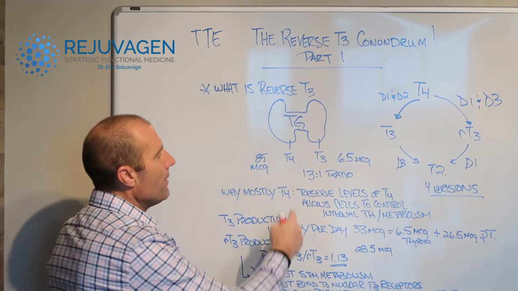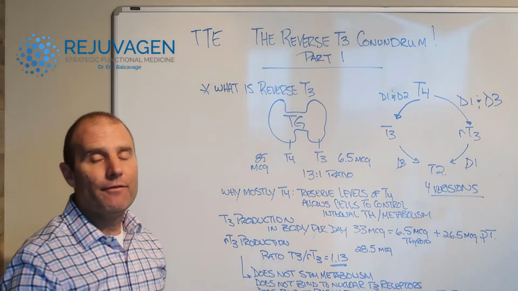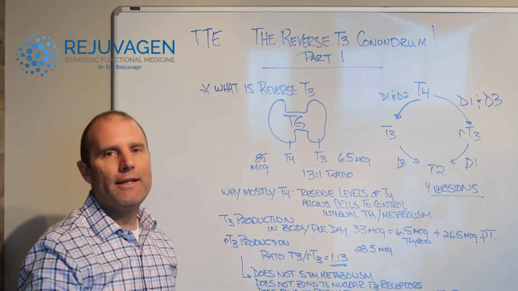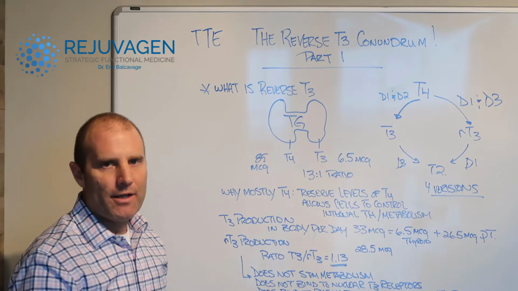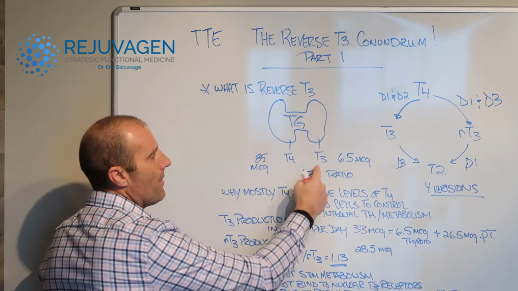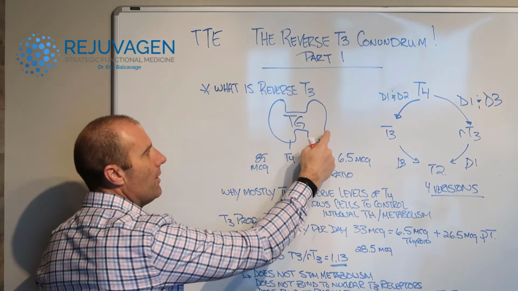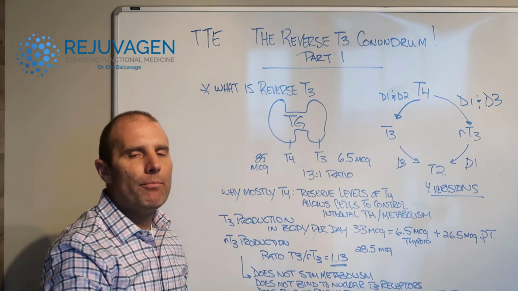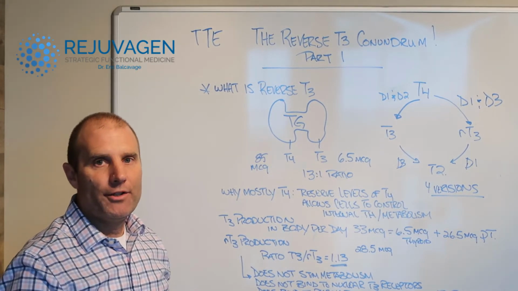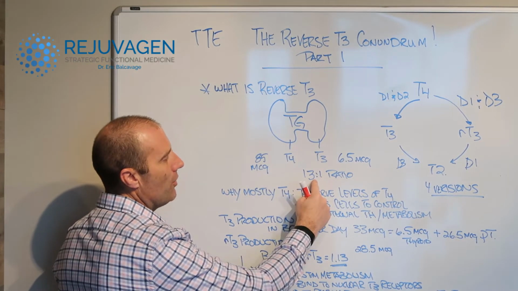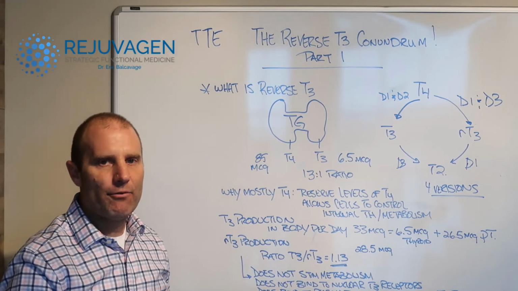The thyroid gland produces about 85 micrograms per day of T4. Now think about that. Some of you are taking 50, 75, 100, 125, 150 micrograms of T4 on a daily basis. The body makes about 6.5 micrograms of T3 in the thyroid gland. So the thyroid gland puts out about 6.5 micrograms of T3 on a daily basis. This is about a 13-to-1 ratio of T4 to T3 that's produced by the thyroid gland.